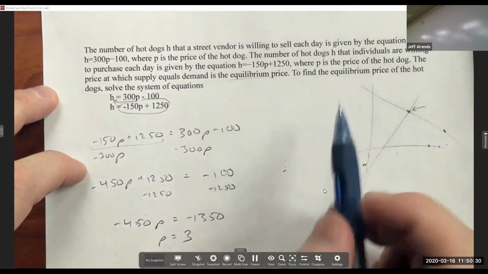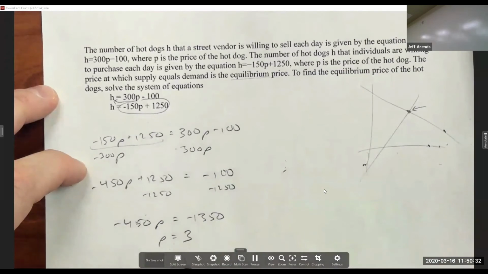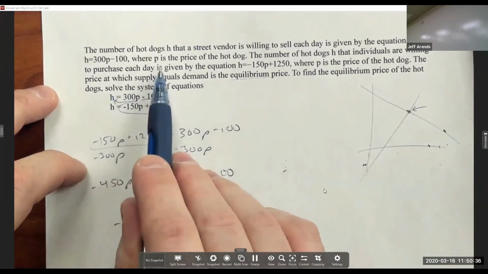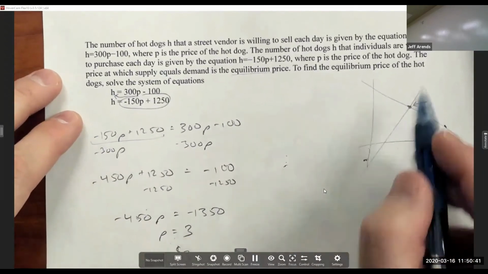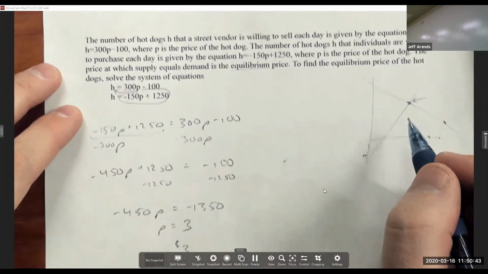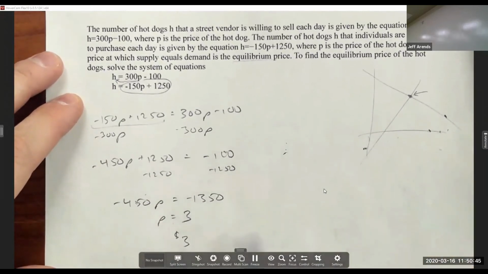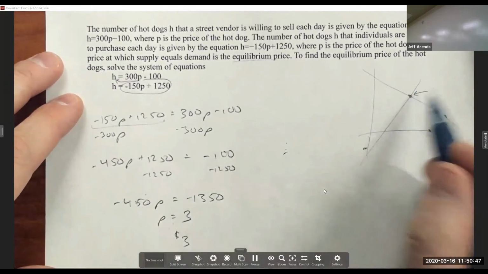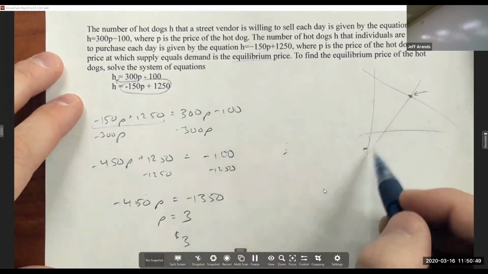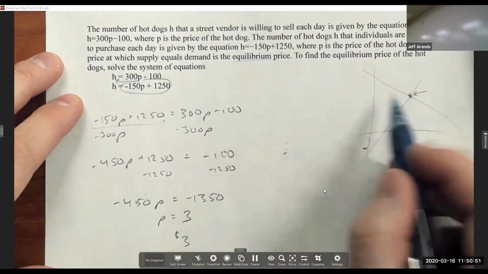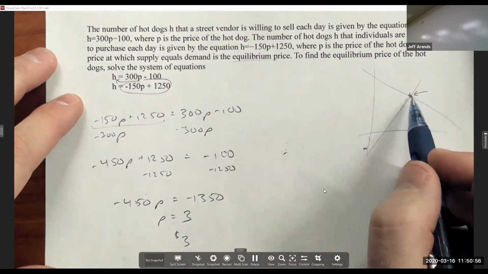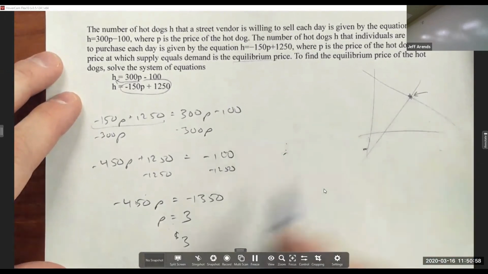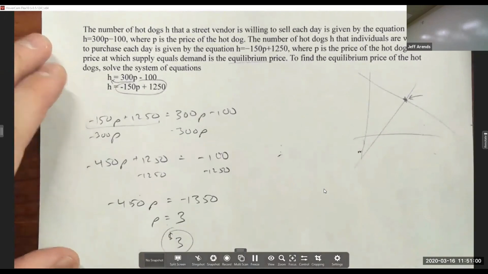So p is the price of the hot dog. I assume this is in dollars. I didn't really read, but I'm just making that assumption. That is to say, if the hot dogs are sold for $3 each, then the vendor spends exactly the amount of time he wants to spend out there, and also people will buy as many hot dogs as are supplied. This is the ideal price to charge in this particular situation.